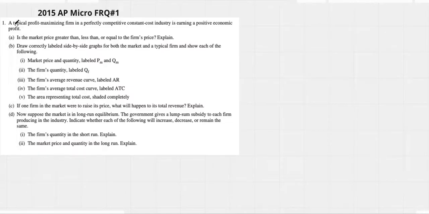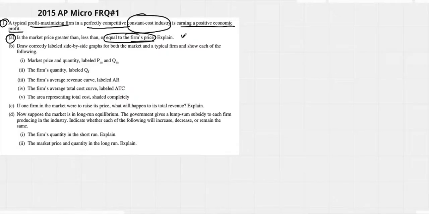2015 AP Micro FRQ number 1. It is a profit maximizing firm in a perfectly competitive constant cost industry earning a positive economic profit. Let's look at A. Is the market price greater than, less than, or equal to the firm's? The market and the firm's price would be equal because the firm is a price taker.